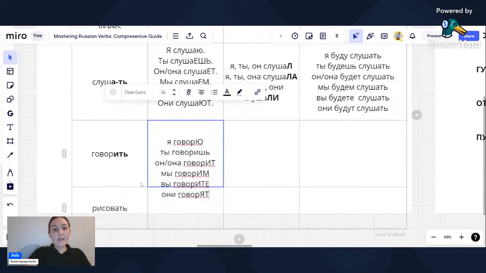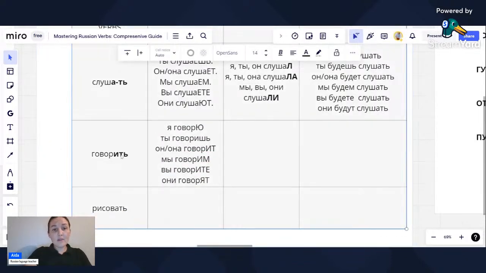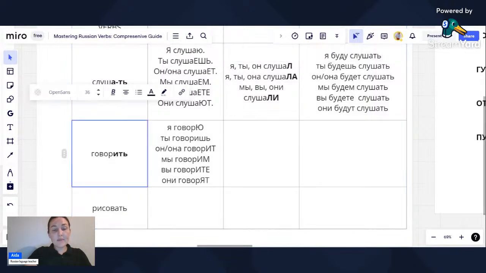So it's the present tense of the verb of the second group, right? And as you can see, we need to cut this suffix -ит, and we need to put personal endings. Говорю, ты говоришь, он, она говорит, мы говорим, вы говорите, они говорят. So this is the present tense of the verb of the second group.